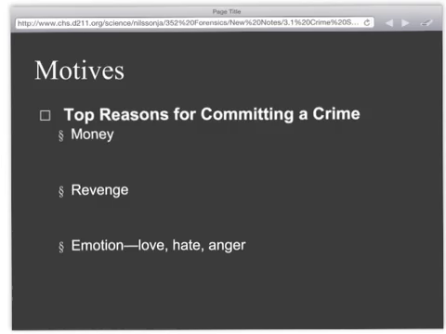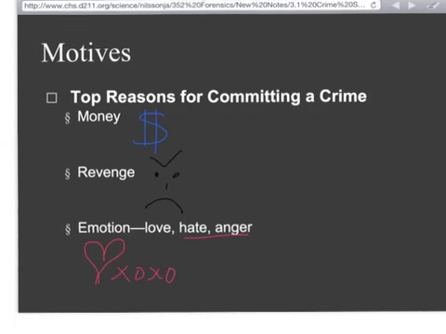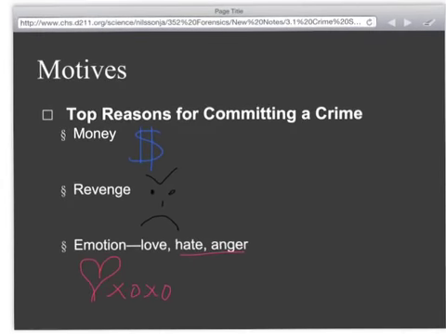A couple of things to keep in mind about motives. There are three recognized primary reasons for a crime to be committed. The first is going to be money. The second is going to be revenge. And then the third one is going to be very intense emotions, most often love, hate, and anger, obviously very intense negative emotions. If a person doesn't have the ability to control those emotions, they're going to react. So, all right, there we go.